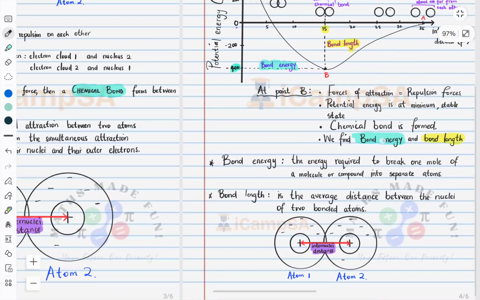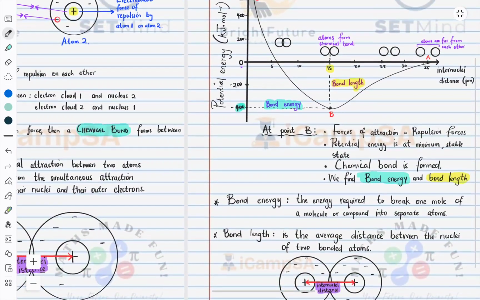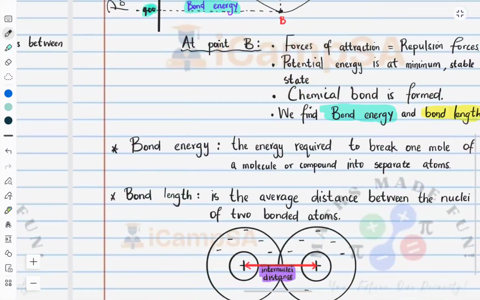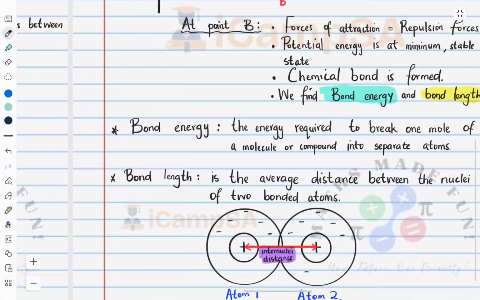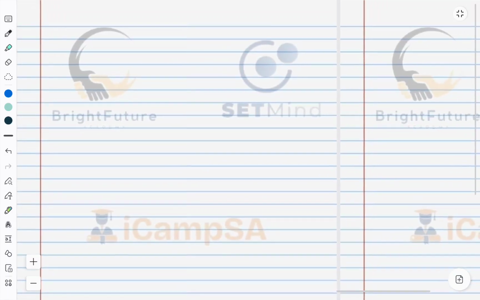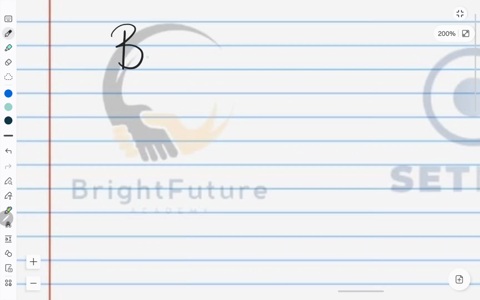All right, so at this point we've talked about the chemical bond, why it forms, where it all starts, and then we've talked about bond energy and bond length. Now I want us to talk about the strength of a chemical bond. Let's call it bond strength.